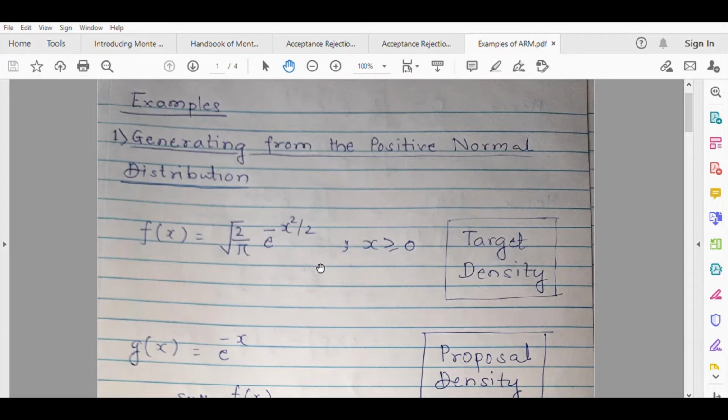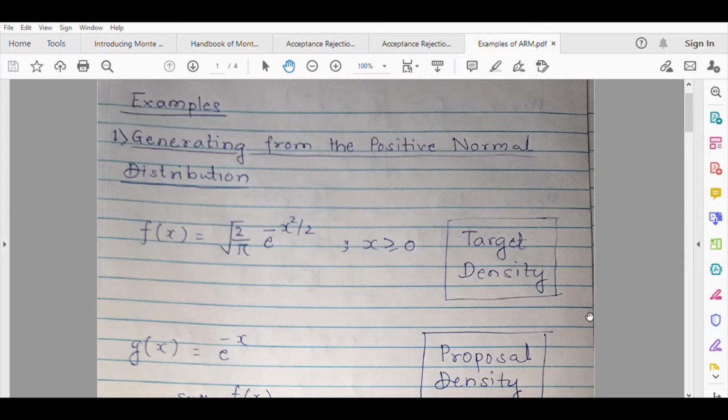Why half normal? Because the PDF when plotted looks like half of the curve of normal distribution. And one more reason for calling it half normal or positive normal is because it is defined only on the positive half of the real line. So suppose this is the target density, and then the proposal density is the standard exponential distribution, again defined on the same positive half. So here the supports are the same for these two distributions.